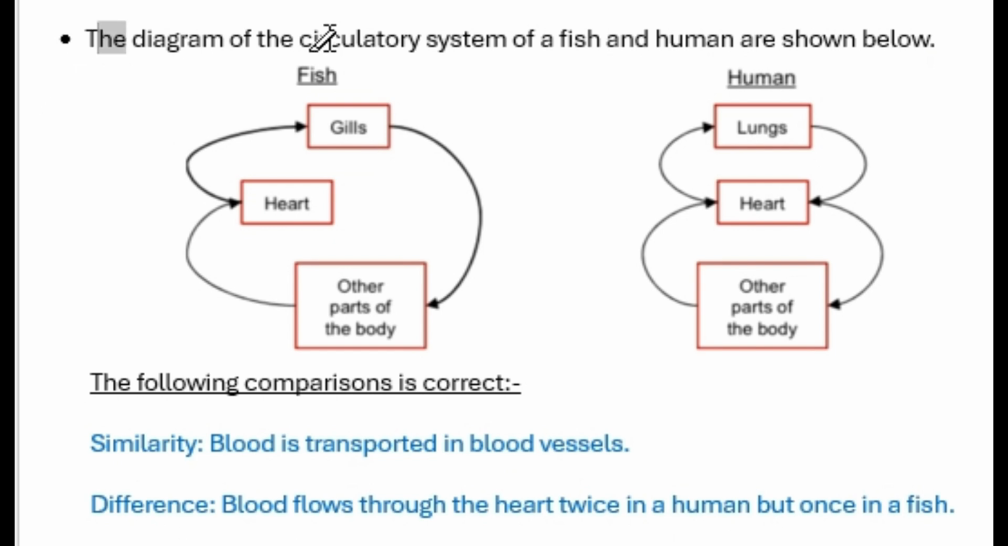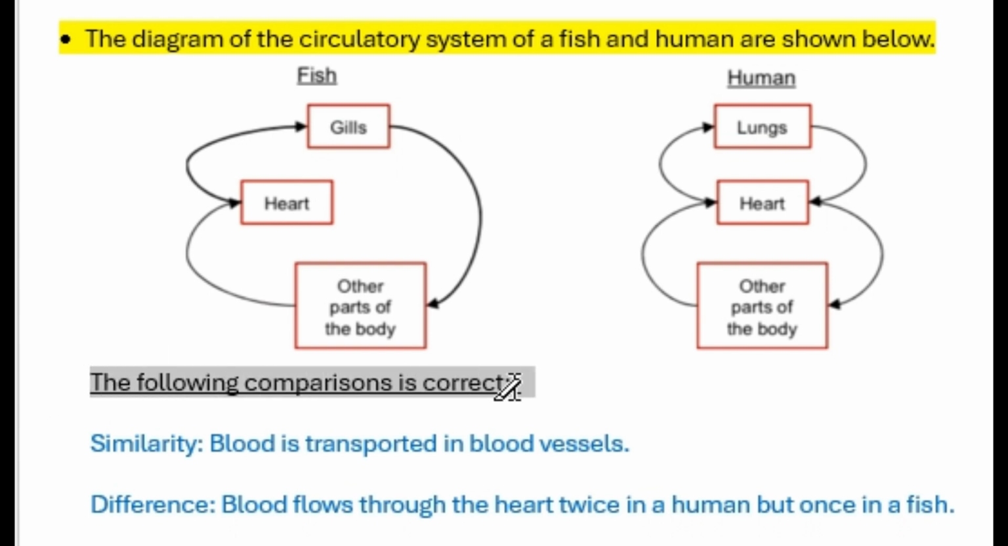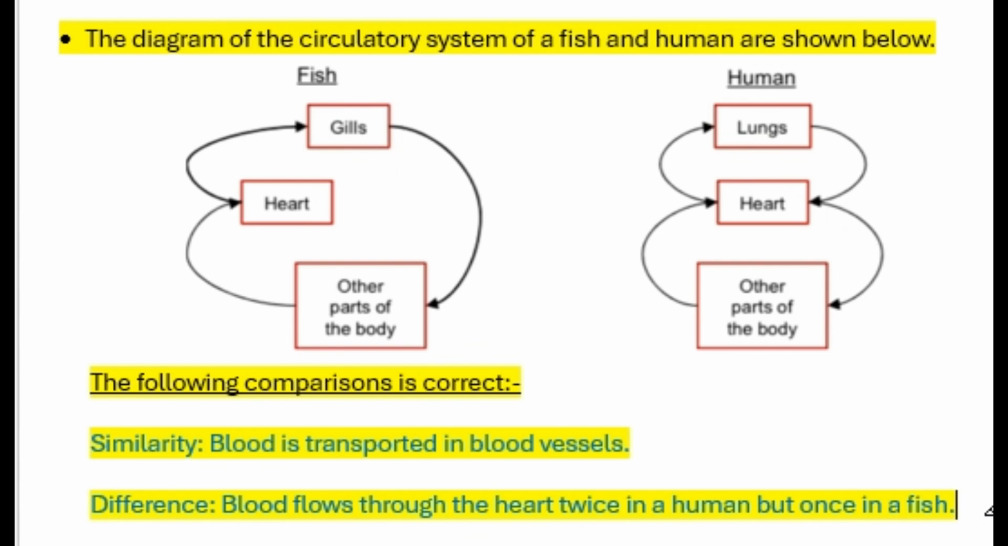The diagram of the circulatory system of a fish and human are shown below. The following comparisons are correct. Similarity: blood is transported in blood vessels. Difference: blood flows through the heart twice in a human, but once in a fish.